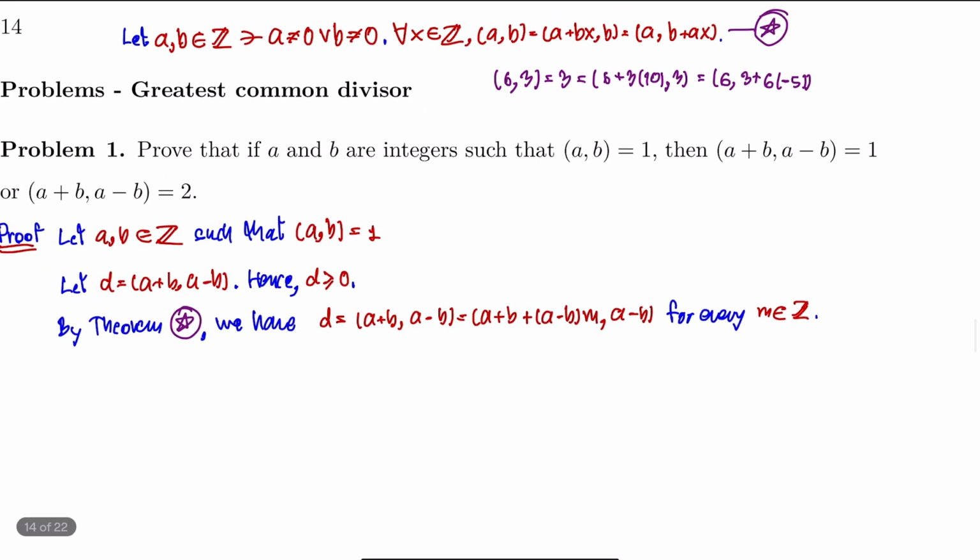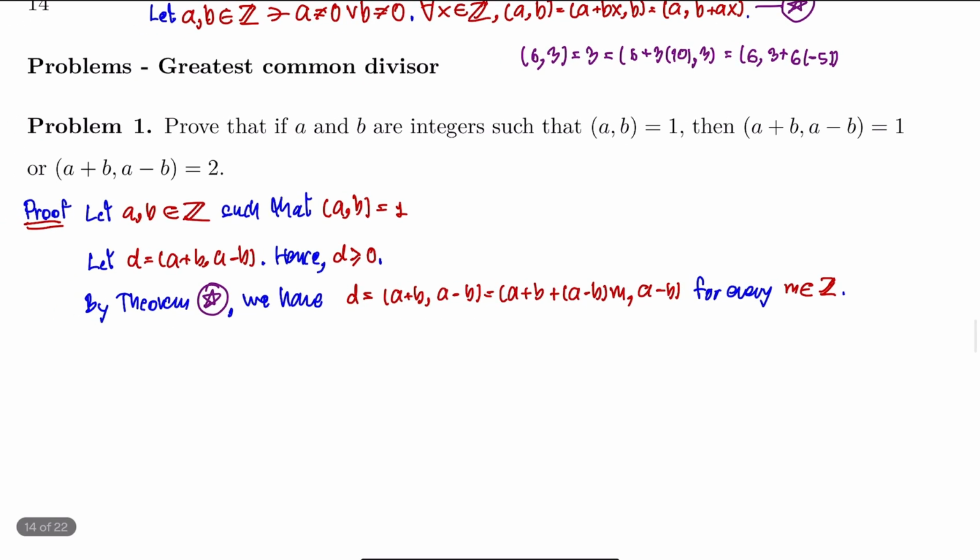What can we do next? The next thing I'm going to do is try to plug in a value of m. Right now, the expression in the greatest common divisor is not simplified yet. So I have to choose the value of m so that this greatest common divisor looks simplified. Let's try m to be 1. Since m can be any integer, you can try m to be 1.